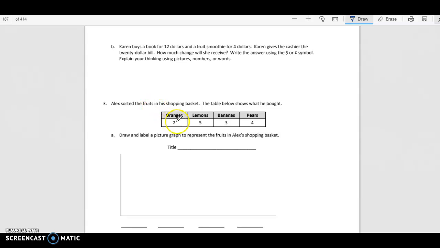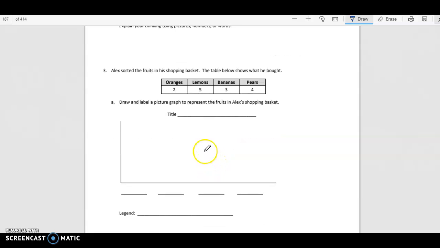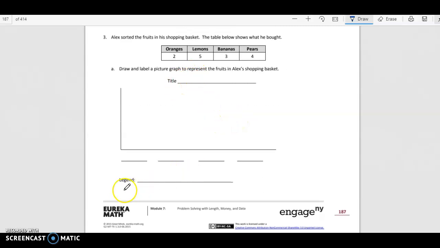So Alex sorted the fruits in his shopping basket. The table below shows what he bought. So he bought 2 oranges, 5 lemons, 3 bananas, and 4 pears. Draw and label a picture graph to represent the fruits in Alex's shopping basket. Okay, so you will need to label your graph with the title, the legend, what the fruits are, and you will need to draw in your symbols, whatever you use for your legend.